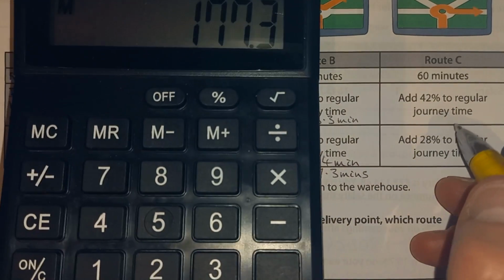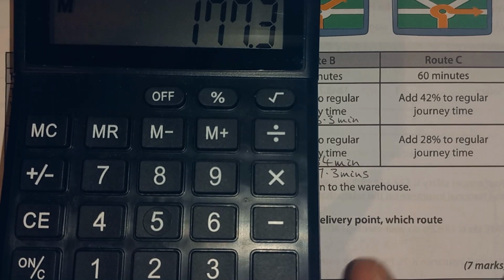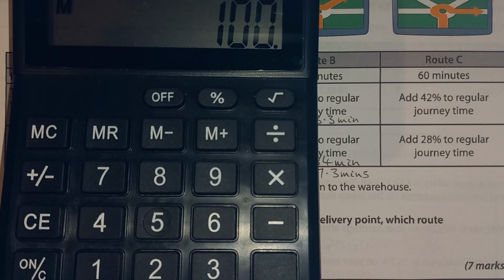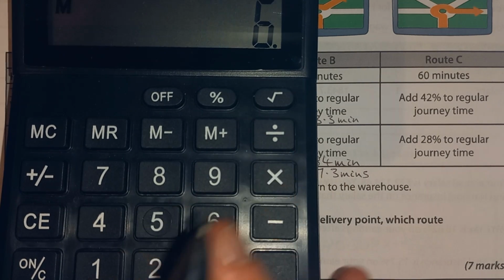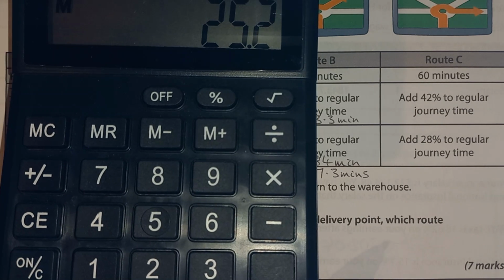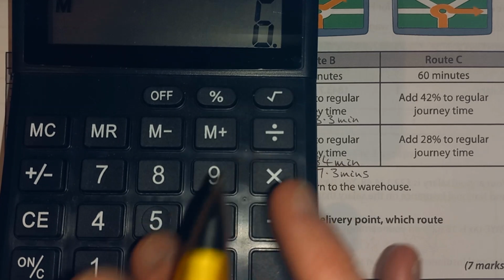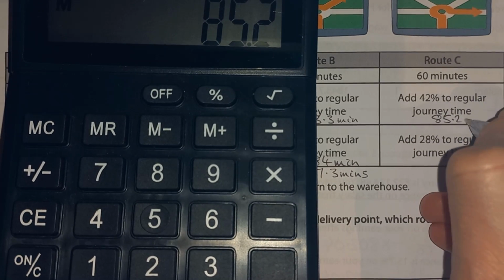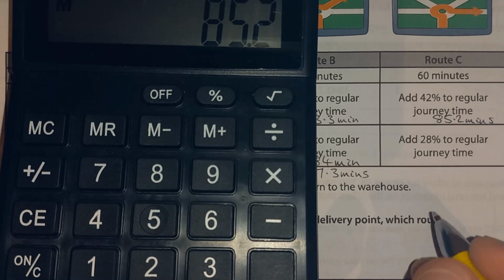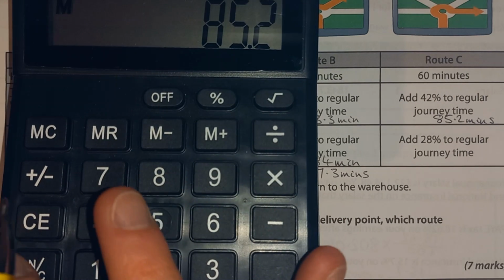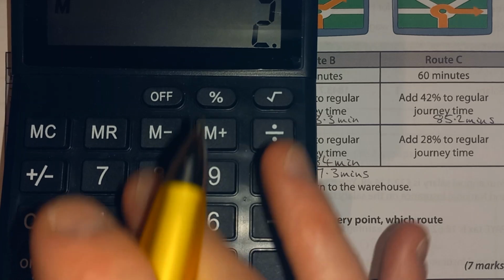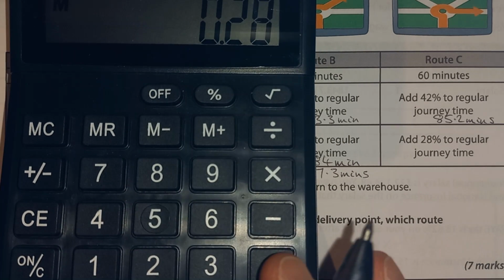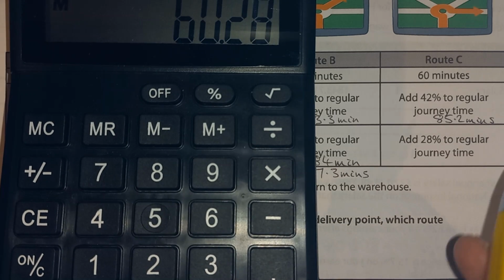Now we're on to route C. Add 42% to the regular time. Well, 42% would be 42 divided by 100. Multiply that by 60, 25.2, and that's adding on, so then we add on the 60 itself, which gives us 85.2 minutes. And on the way back, we're told add 28%, so 28 divided by 100 is 0.28. Add on the original 60.